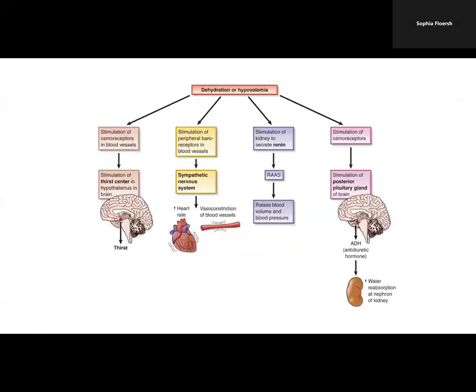And this is just dehydration or hypovolemia. So I've got dehydration, and these are the things in my body that are going to do something about it. We talked about it briefly, this is just in more detail. Stimulation of the osmoreceptors in the bloodstream, stimulation of the thirst center in the hypothalamus in the brain. Now, what I always say with these osmoreceptors, always think about your older adult.